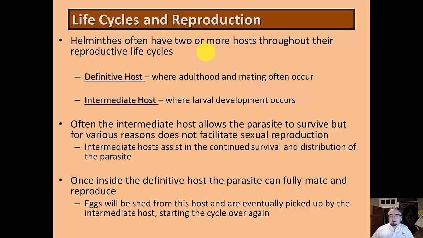Kind of crazy how that works, but they actually have developed these very complex life cycles over many years of evolution. Most of them still revolve around those today. Not all, but a good deal of them do. And I'll give you an example of one of those here in a second.